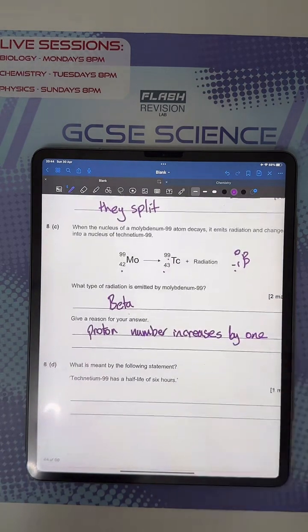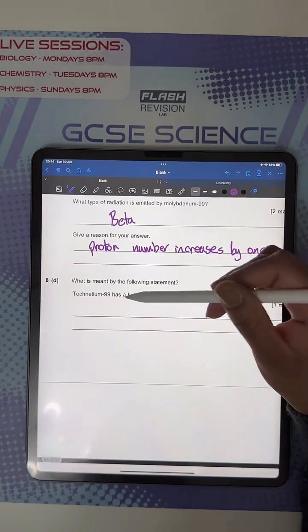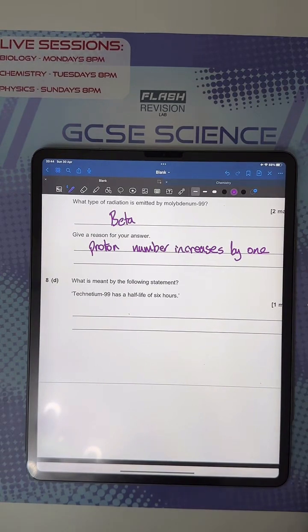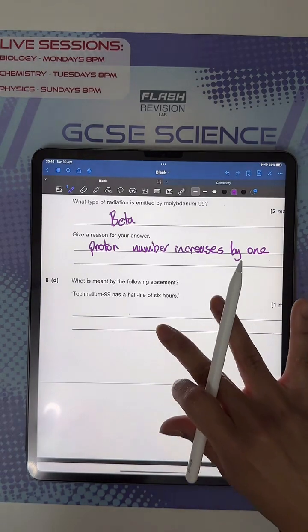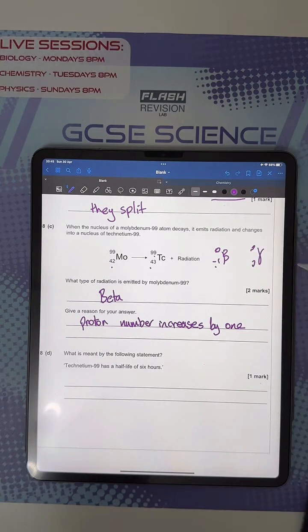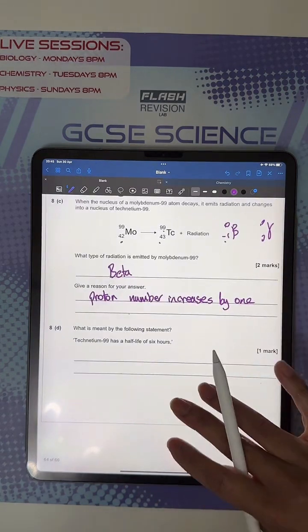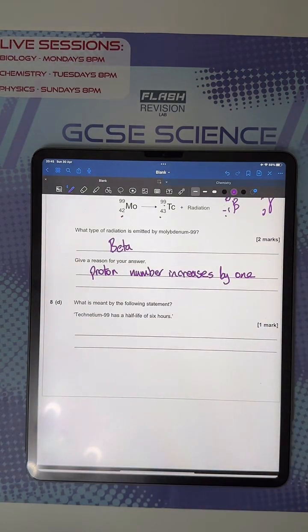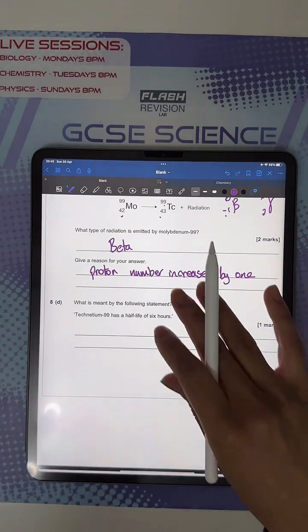Good. What is meant by the following statement? Has a half-life of 6 hours. Can we also say atomic mass stays the same? No, you can't say atomic mass stays the same because gamma would also do that as well. Because gamma is 0, 0. So you can't say that. You would have to talk about the bottom numbers, the proton numbers. The time taken for the decay is 6 hours. That's not enough to get you the marks. It takes 6 hours for the number of undecayed nuclei to fall to half.